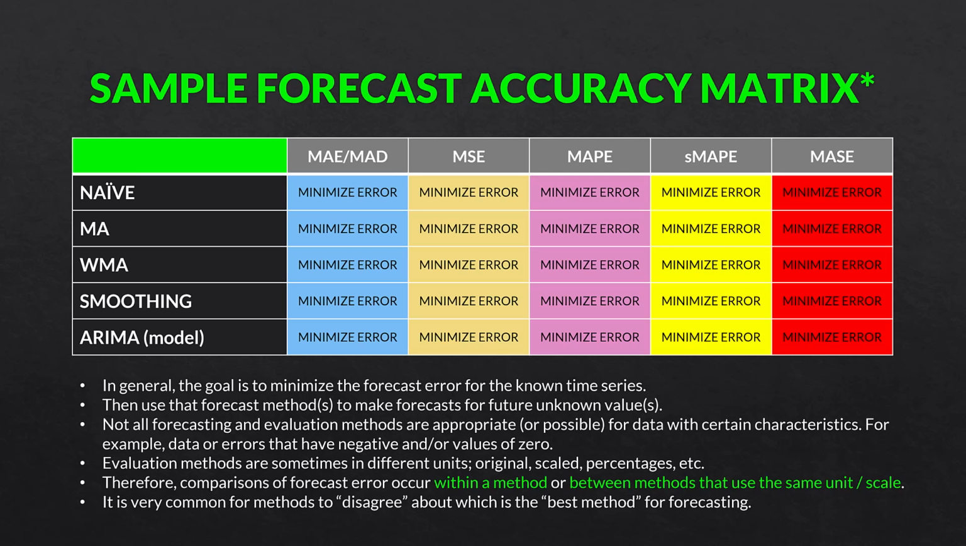So MAE is mean absolute error. It's also called mean absolute deviation, or MAD. We have MSE, which is mean square error. Some of you might have heard of that before. We have MAPE, which is mean absolute percentage error. Then we have SMAPE, which is symmetric mean absolute percentage error. Then we have MASE, mean absolute scaled error. So those are all ways of measuring forecast error, and we pair them with different forecast producing methods.